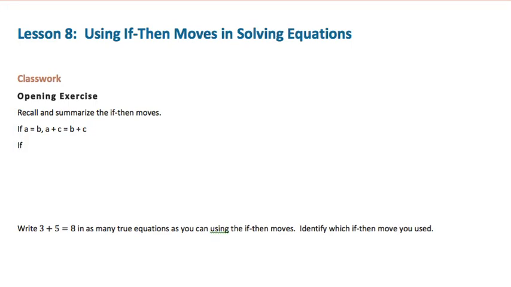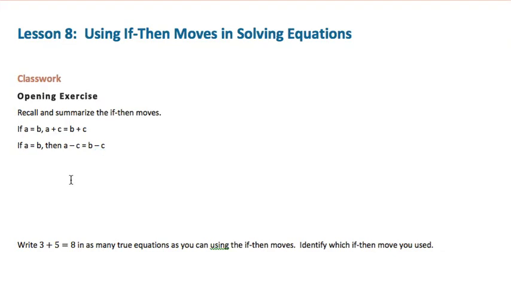Our second statement, again, if A is equal to B, then A minus C is equal to B minus C. And this one, of course, is saying if two quantities are equal to each other, we can subtract the same number from both sides, and they will still be equal.